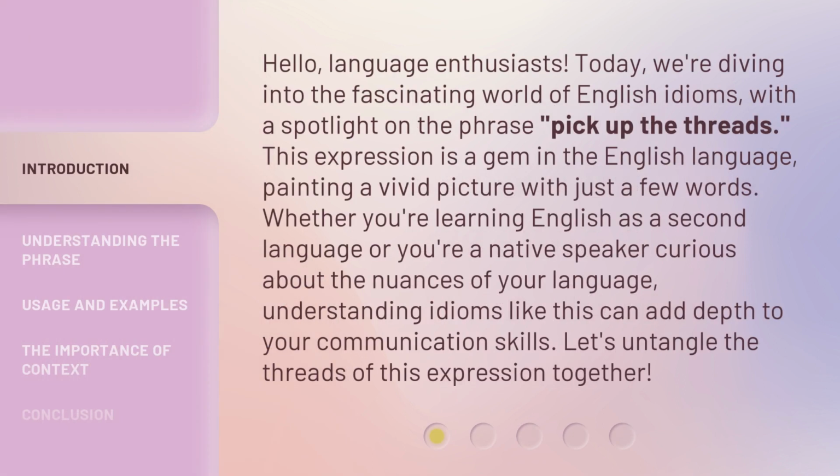Hello, language enthusiasts. Today, we're diving into the fascinating world of English idioms, with a spotlight on the phrase, pick up the threads. This expression is a gem in the English language, painting a vivid picture with just a few words. Whether you're learning English as a second language or you're a native speaker curious about the nuances of your language, understanding idioms like this can add depth to your communication skills. Let's untangle the threads of this expression together.